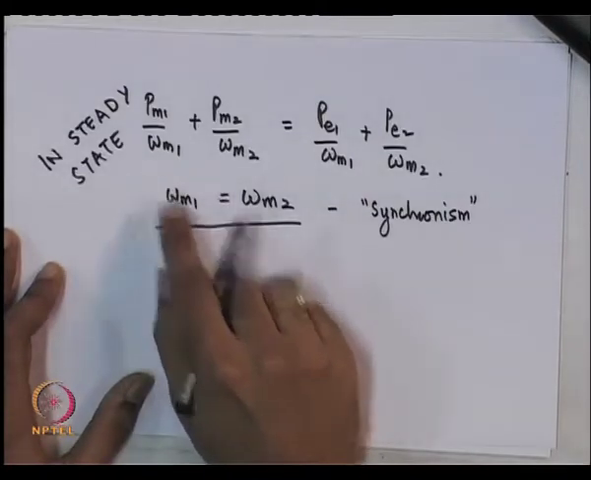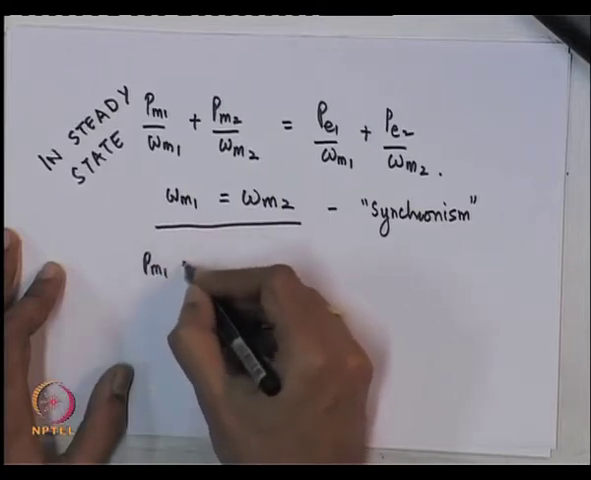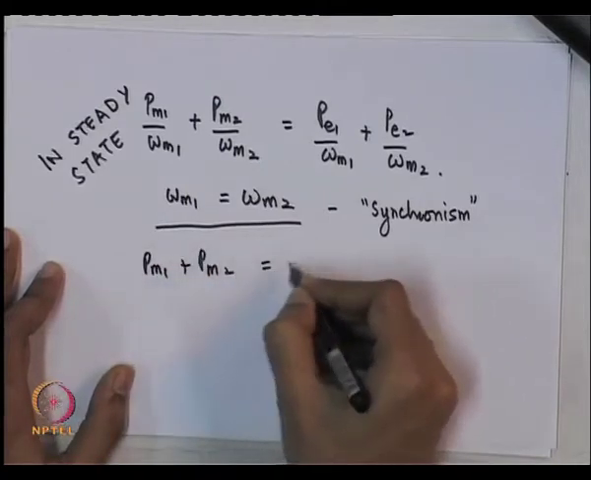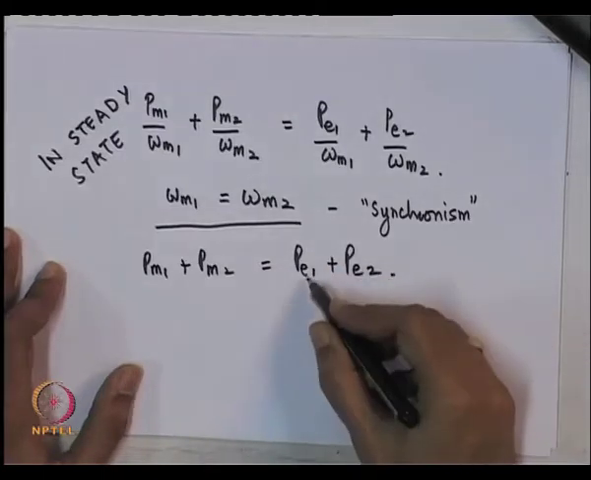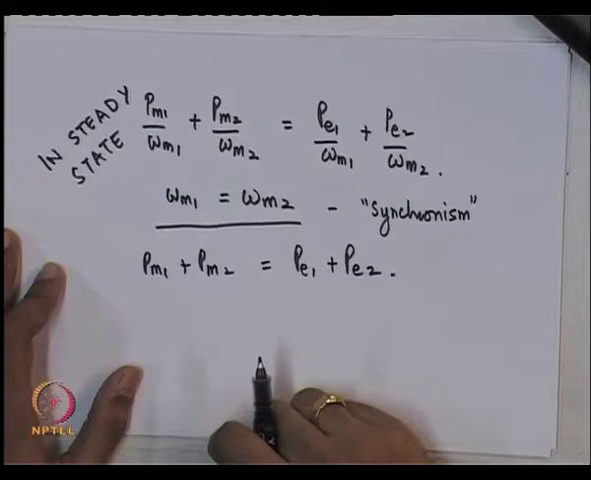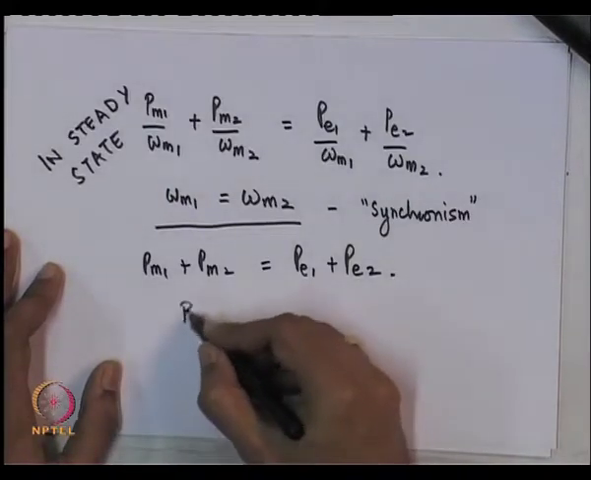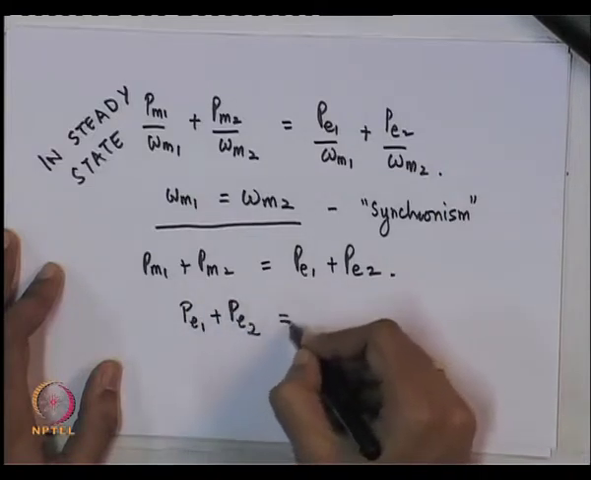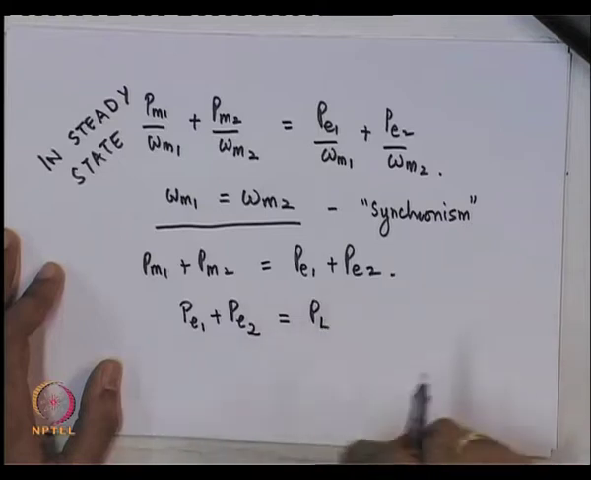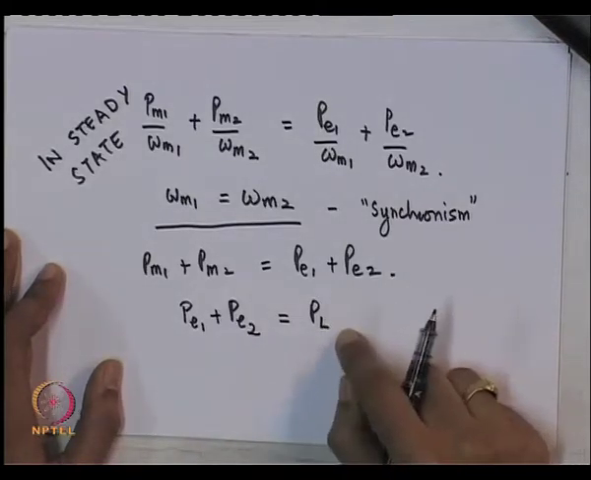So, what we should have is this. Which also really means that Pm1 plus Pm2 is equal to P1 plus P2. P1 and P2 are the electrical power outputs of the two machines. Now, in sinusoidal steady state and neglecting losses, it is easy to see that the total electrical power output of the machines should be equal to the load power.